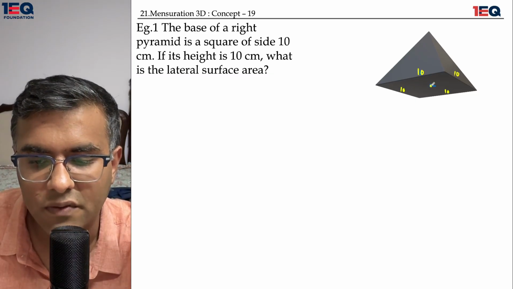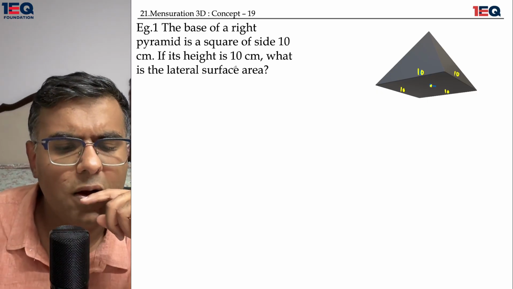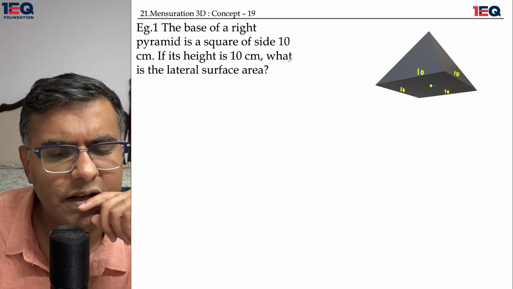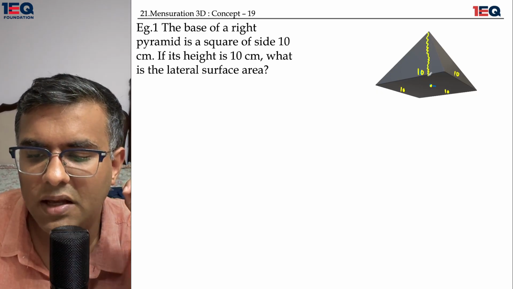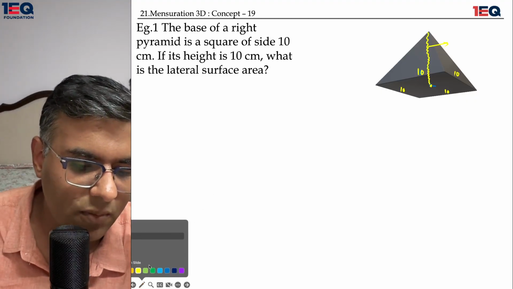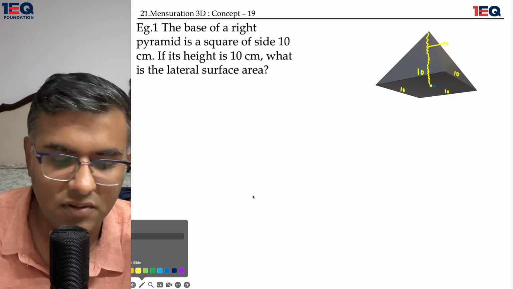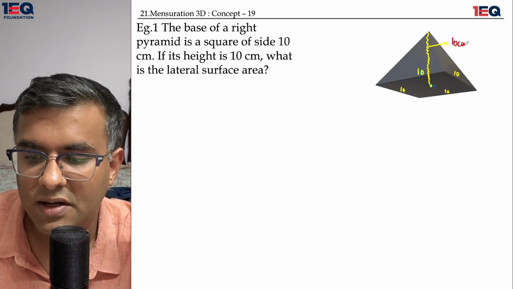We have all 10s over here, and there is a center point over here. So now we need to find out the lateral surface area, and the height of the pyramid is also 10. I am making this jiggly height only because I want you to clearly see what is actually going on. So this is 10 centimeters again.